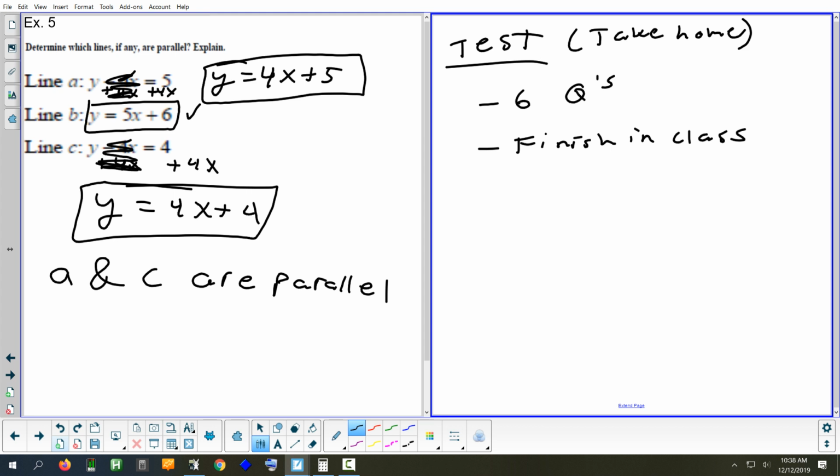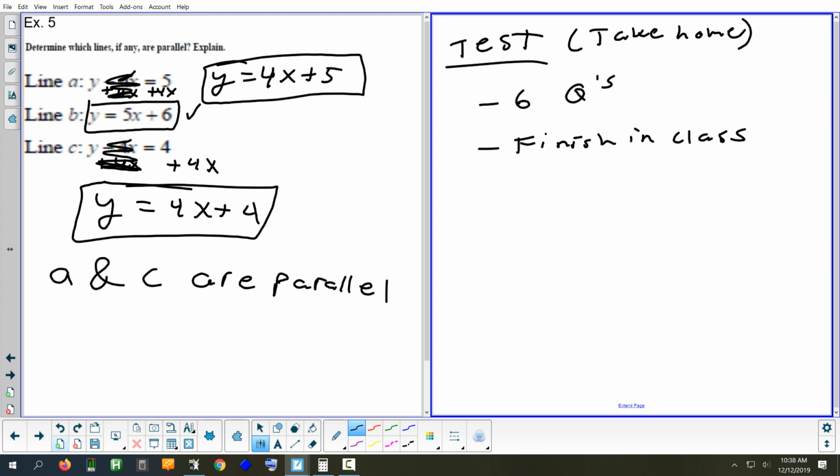All right? So on the take-home, you can use your notes. You can use the video. You can use worksheets. You can use any resource I've given you. But I expect everybody to work on it themselves. You have to work on it individually. Any questions on the take-home?